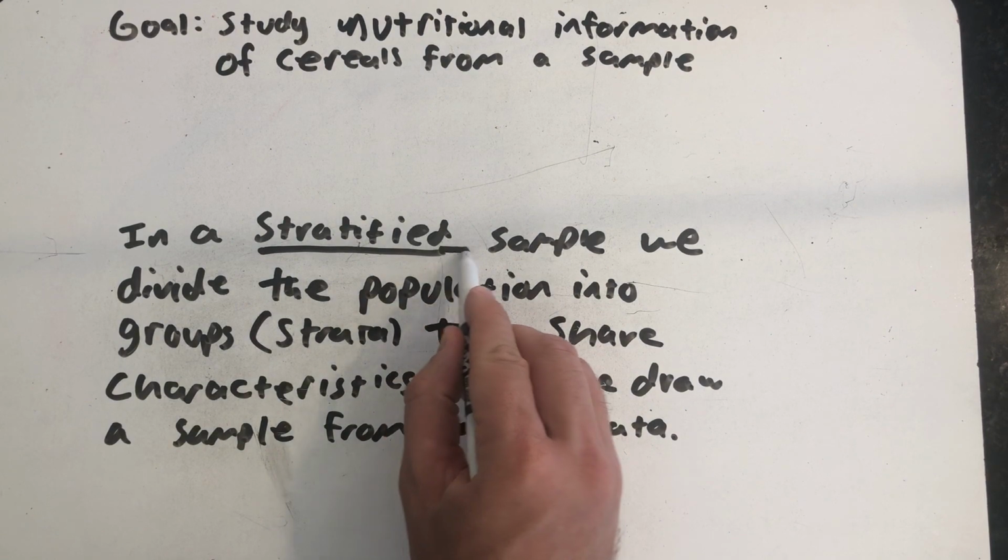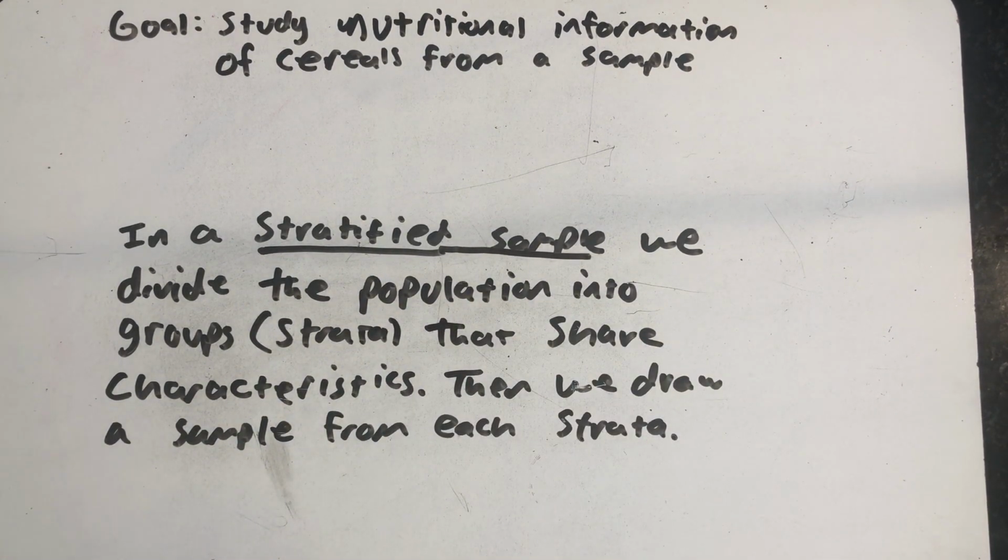In a stratified sample, we divide our population into groups known as strata. These strata are supposed to share characteristics. And then we sample from each strata. This is a good way of getting data that represents multiple different groups, the strata, equally.